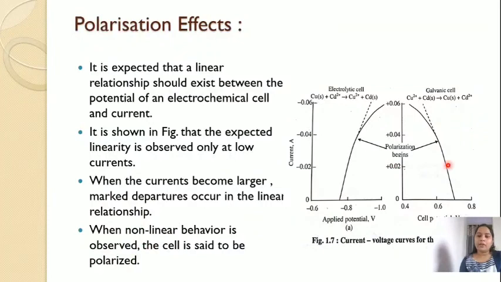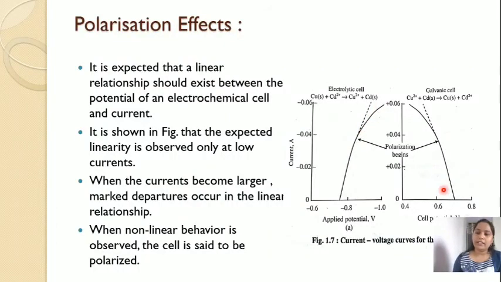At lower current values, a linear relationship is observed between current and applied potential. But at higher current values, a marked departure from linear behavior is observed. So, when non-linear behavior is observed, the cell is said to be polarized.